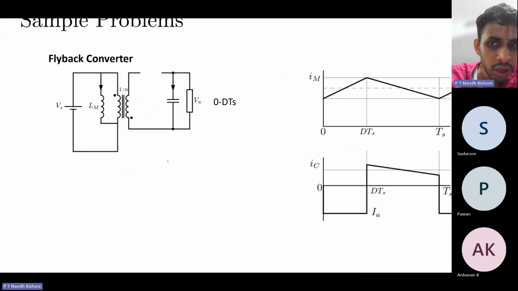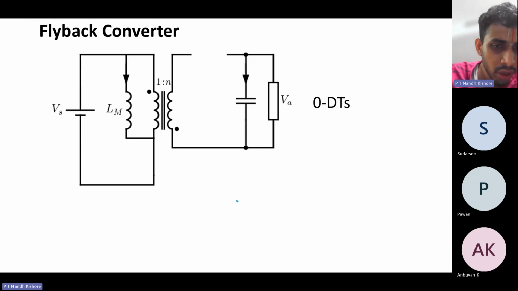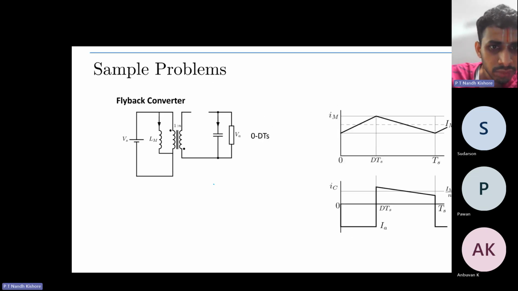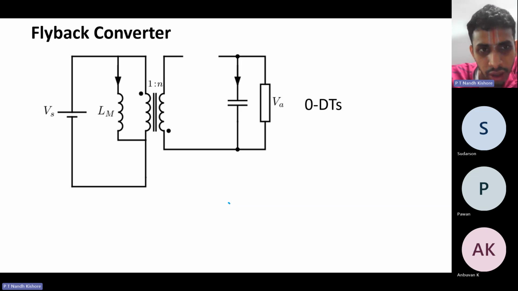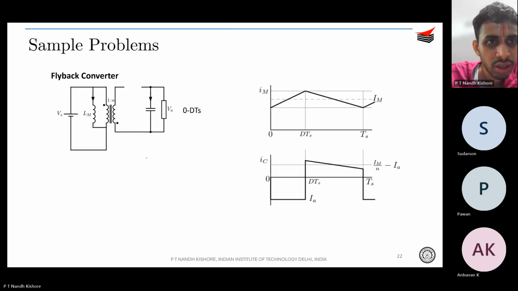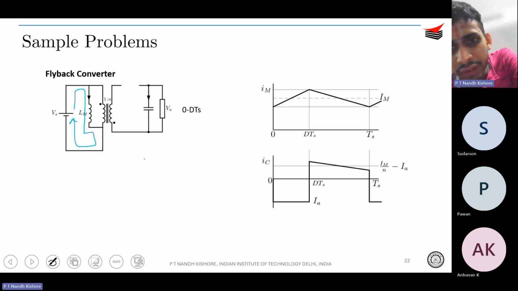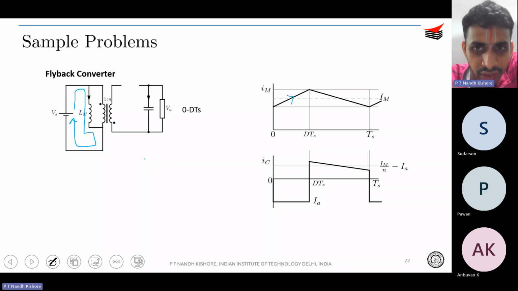So during the DTS period, as you can see in the zoomed in region over here, what happens? The switch has turned on, right? So that's why I have drawn the equivalent circuit, something like this, right? So what happens? The inductor charges up, correct? This is the equivalent circuit. So the inductor current rises.